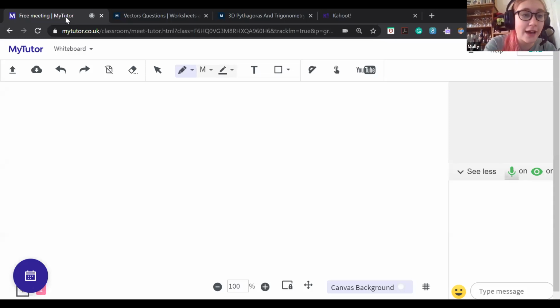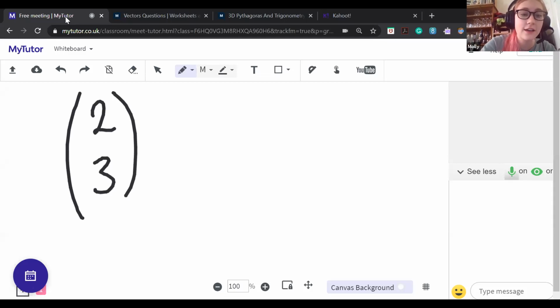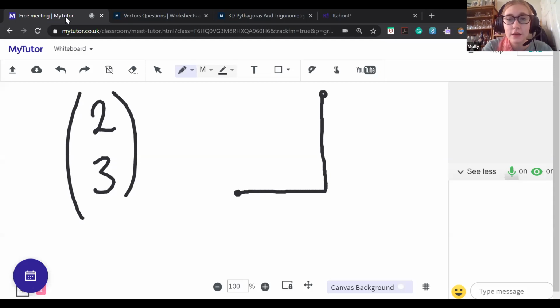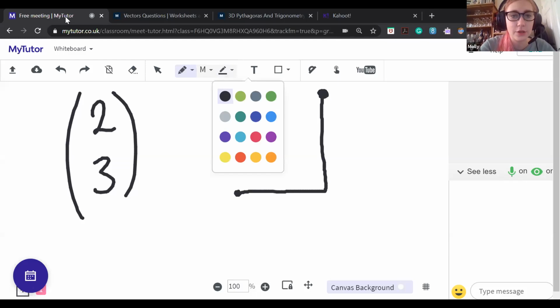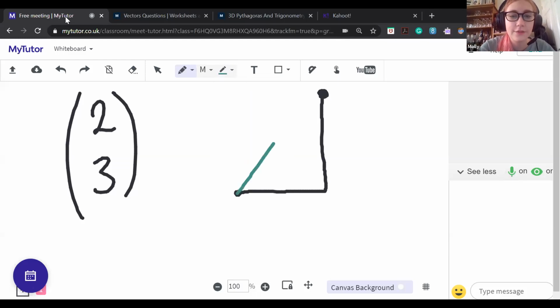So if we have a vector that looks like this, and this is called a column vector for, you know, the obvious reason that it's in a column, then what this means is that if we move this little point here by the vector 2, 3, it means we move 2 units this way and 3 units this way. So this vector here is the vector 2, 3, because it's gone 2 across and 3 up.